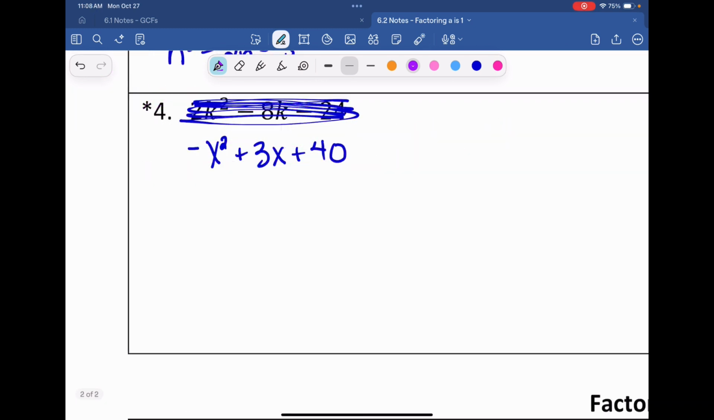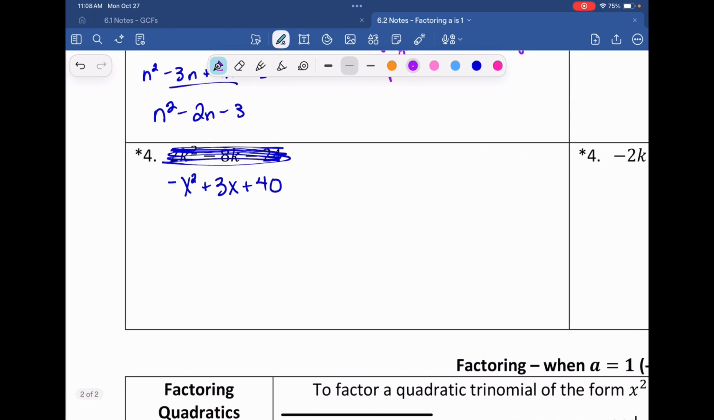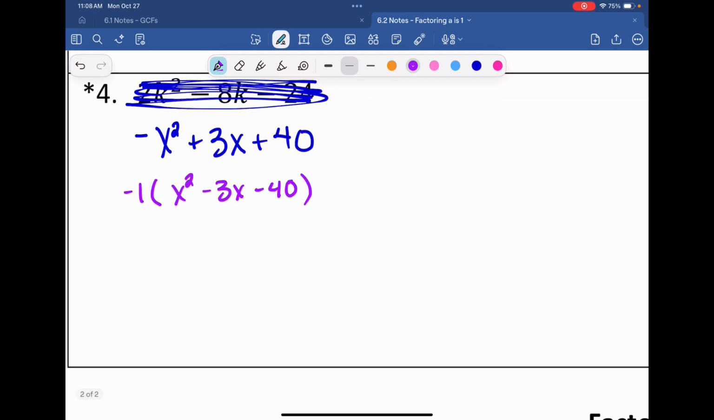Okay, now I might have to change this one because I realized that I have that exact same problem over here on number 4. So I changed it. This is negative x squared plus 3x plus 40. So that leading coefficient must be positive 1. Right now it's negative 1. So we're going to factor out a negative 1. Okay, so that makes your x squared positive, makes your 3x negative, and makes your 40 negative. Okay, now there's my c. So multiply to negative 40.